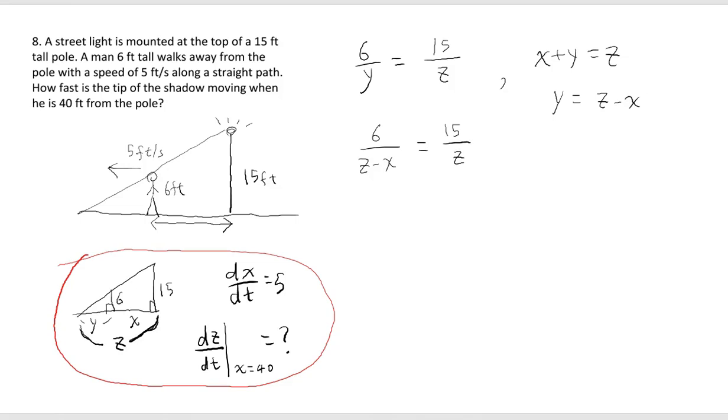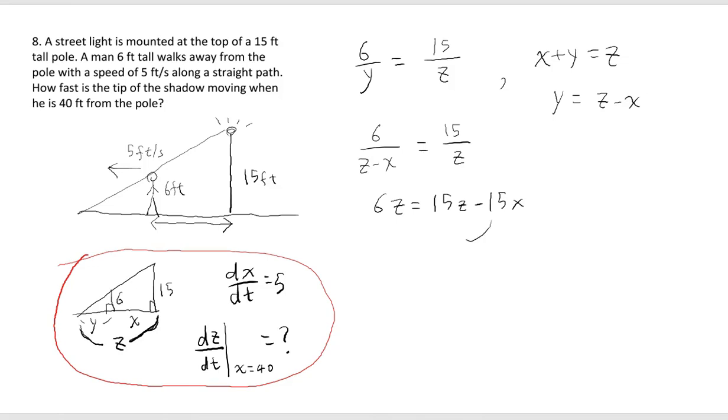We are always told to solve ratios by doing cross multiplication, so let's cross multiply. So z multiplies to 6, which gives you 6z. Z minus x multiplied by 15, so you get 15z minus 15x. Okay, we can further simplify. It's a good idea to simplify before you differentiate. That makes the question easier to solve.